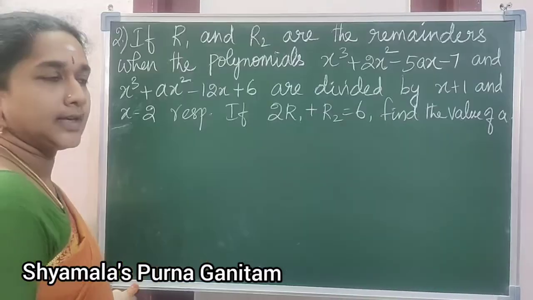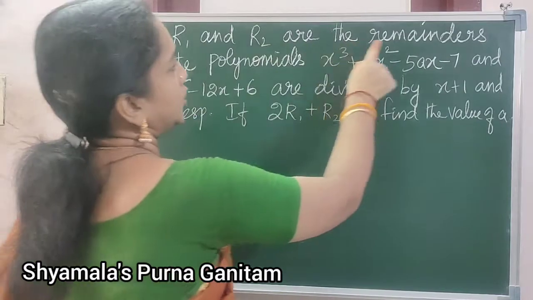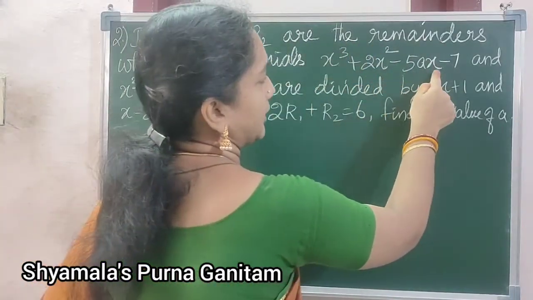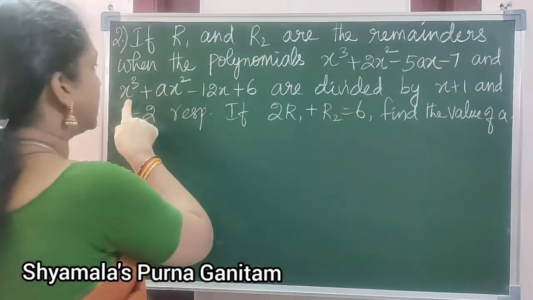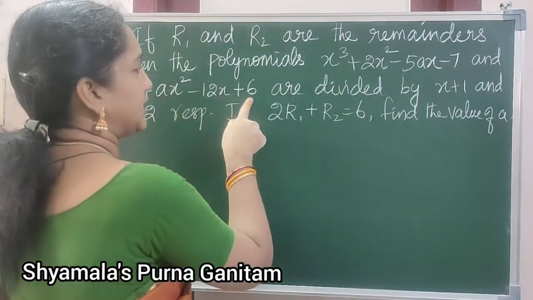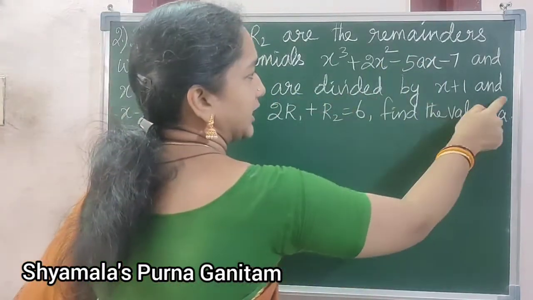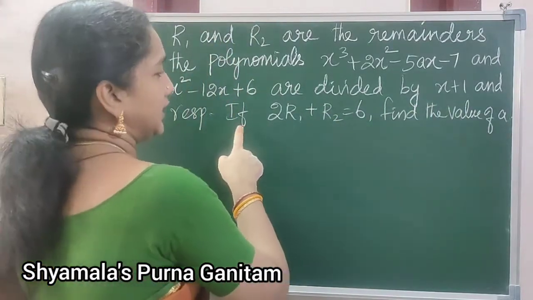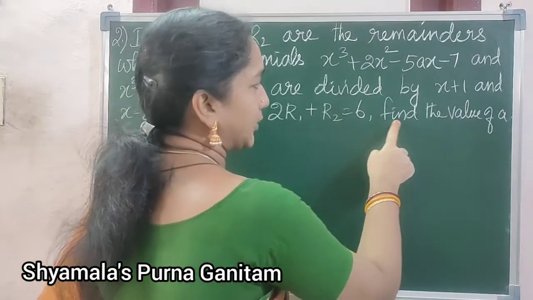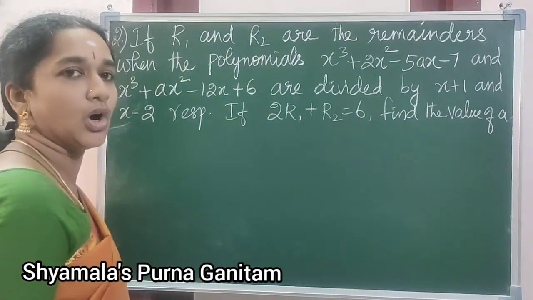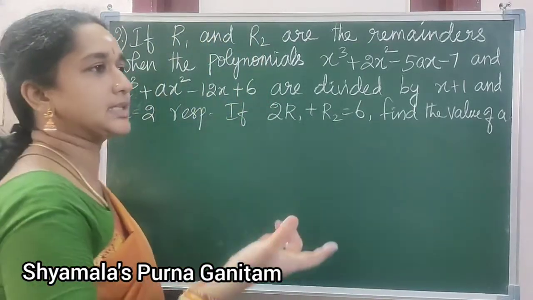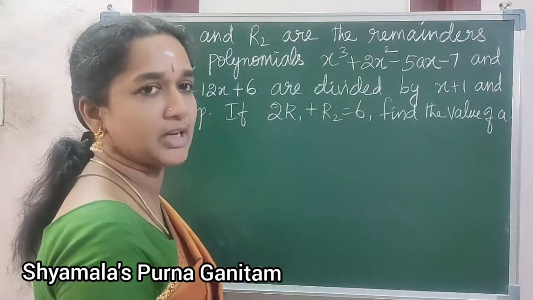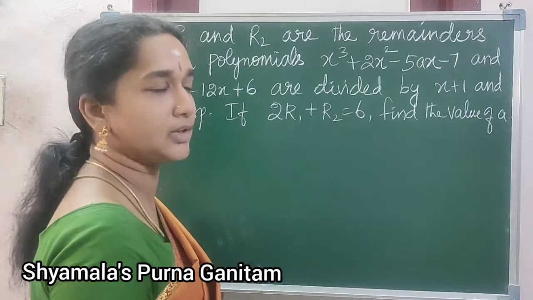Okay. Second sum: if R1 and R2 are the remainders when the polynomials x cube plus 2x squared minus 5ax minus 7 and x cube plus ax squared minus 12x plus 6 are divided by x plus 1 and x minus 2 respectively, if 2R1 plus R2 is equal to 6, find the value of a. So in the previous sum, it is divided by only x minus 3, and you are asked to find the value of a.